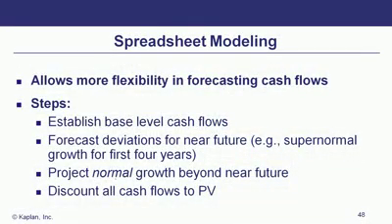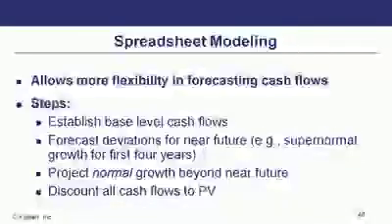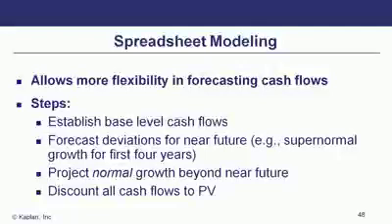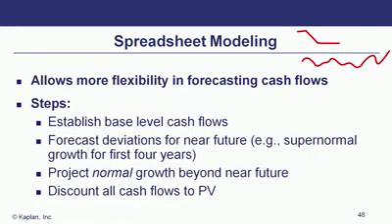Spreadsheet modeling, we keep saying we're not going to do in the exam. Clearly, it is the most flexible. Every model we've looked at so far has huge simplifying assumptions in there. Even the three-stage model simply says high growth, linear decline, low growth. In reality, it's probably all over the place. So, in that case, let's just pick off and identify every single individual dividend. So, get your base level cash flows, come up with a method of forecasting deviations for several years, and then normal growth beyond that, and discount everything back to PV. Just gives you, as it says, a little more flexibility.